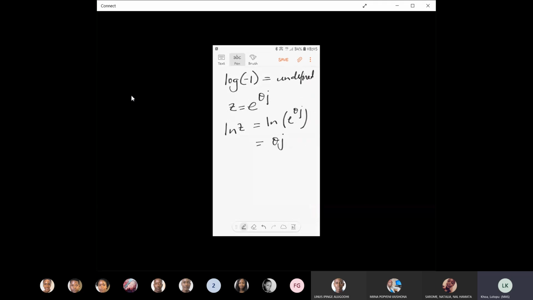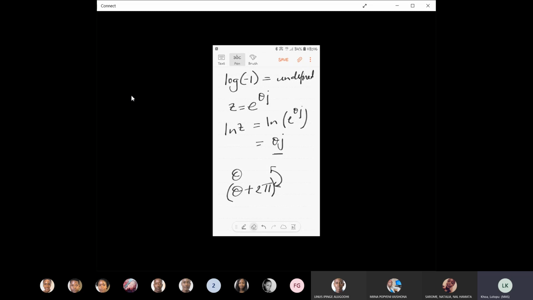Okay, but the thing about angles is that because they are revolving, angles may have different values, but their sine, cos, and tan are the same. Here you'll notice that I have just theta j, but theta and theta plus 2 pi are at the same position. So if I take sine of theta and sine of theta plus 2 pi, their values are the same.